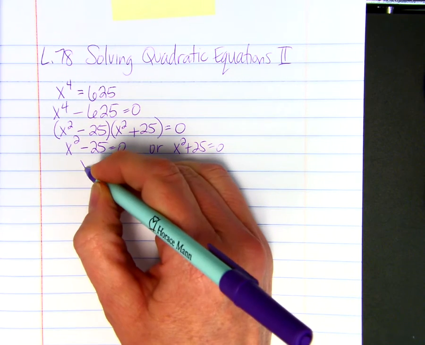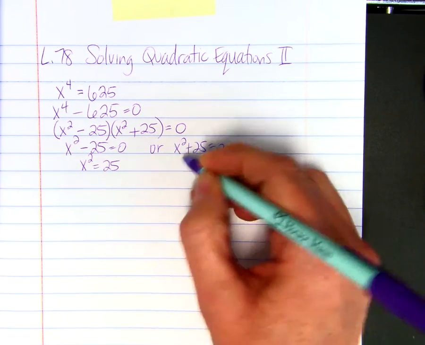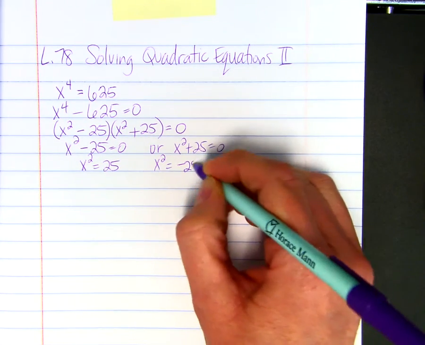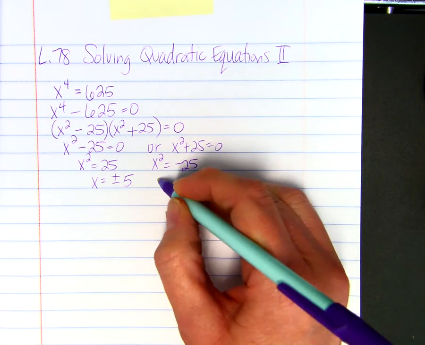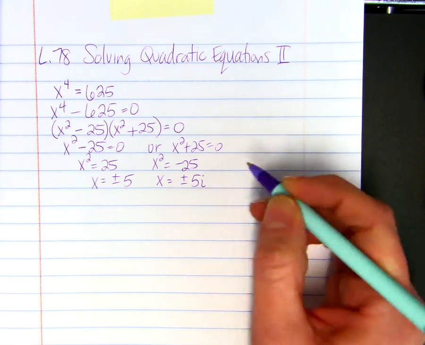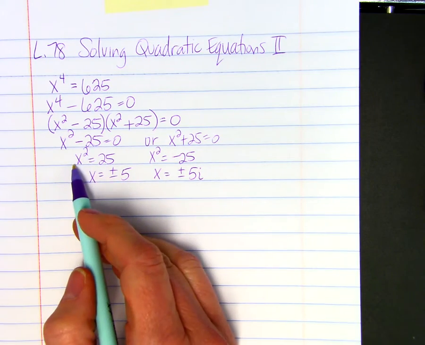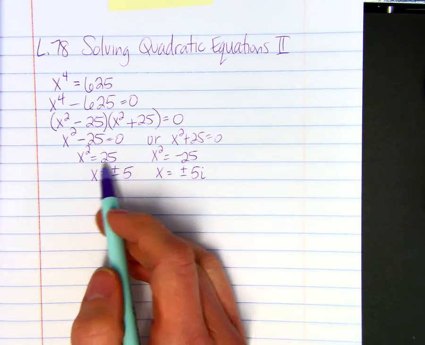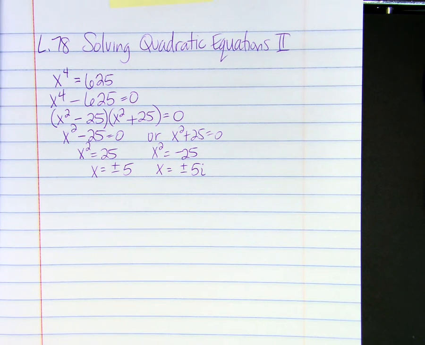Add 25 to both sides, so x squared equals 25, or x squared equals negative 25. Here x would equal plus or minus 5, and here x would equal plus or minus 5i. Please remember, when you have an x squared equals a number and you have to take the square root of both sides, the answer will be positive and negative.